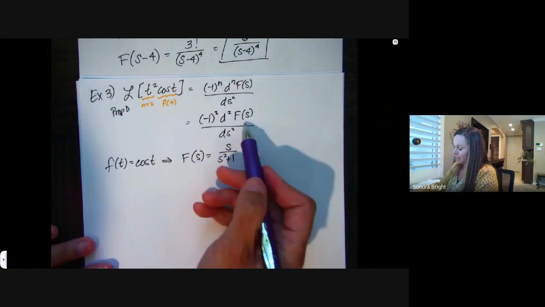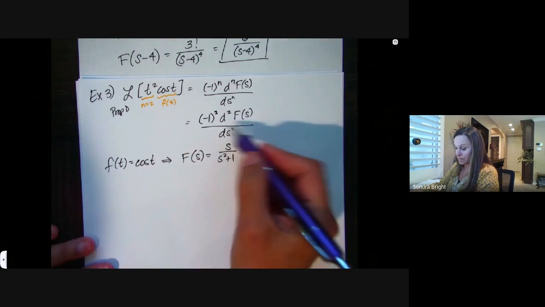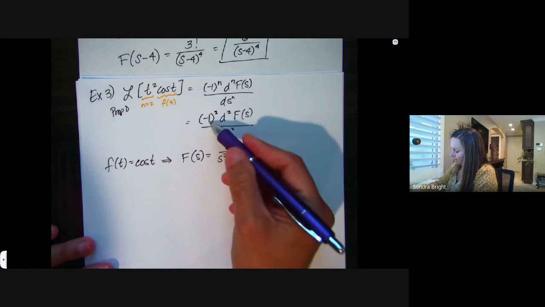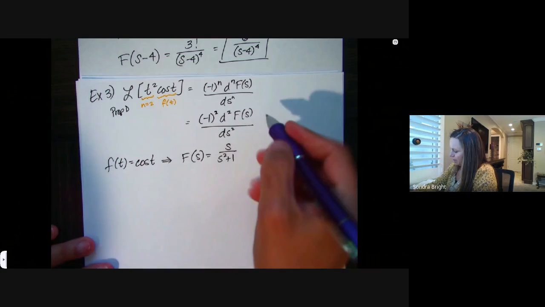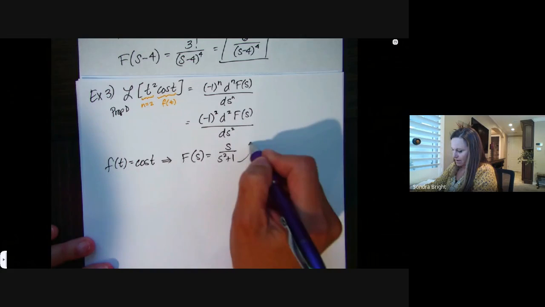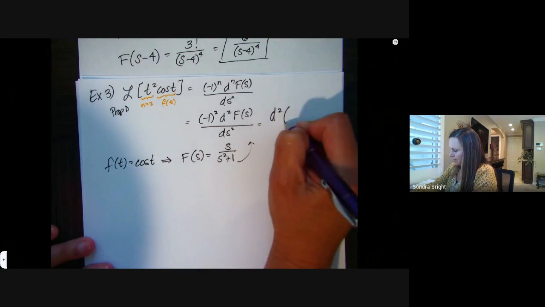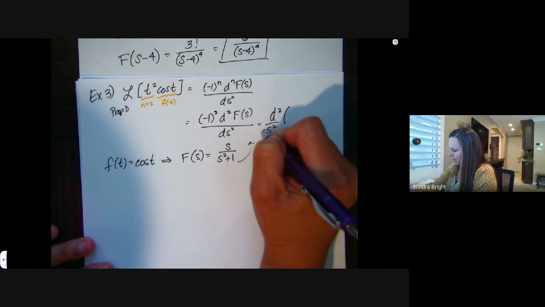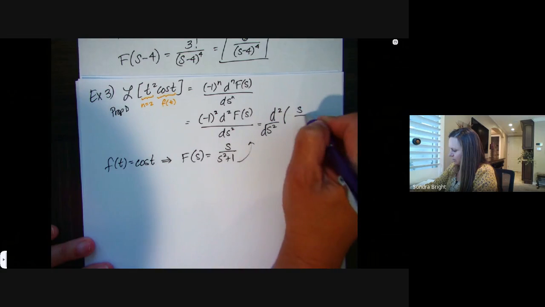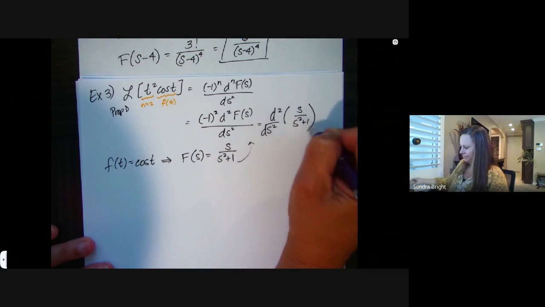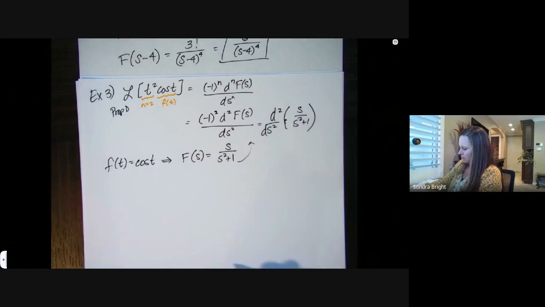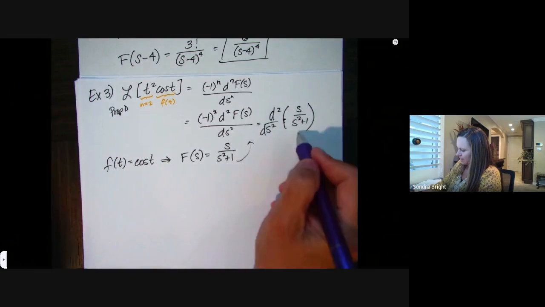This is going to be a positive now. Second derivative, so that means I'm going to be taking the second derivative, with respect to s, of s over s squared plus 1. Now, I just didn't want to write that whole thing again. Okay, so we'll come over here.